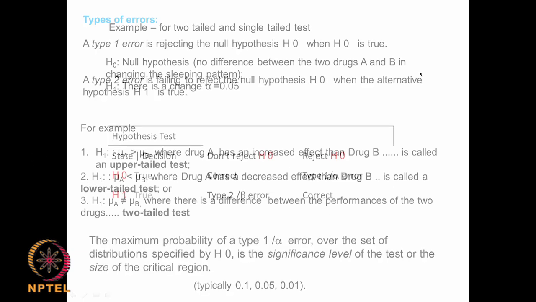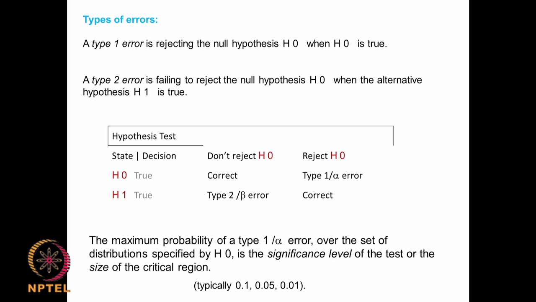Now, there is something called error. There are two types of error: type 1 error and type 2 error. What is type 1 error? We are rejecting the null hypothesis H0 when H0 is true, that means we are rejecting the null hypothesis whereas in reality the null hypothesis is true. That is called type 1 error. Then you have the type 2 error, where we fail to reject the null hypothesis when the alternate hypothesis is true.